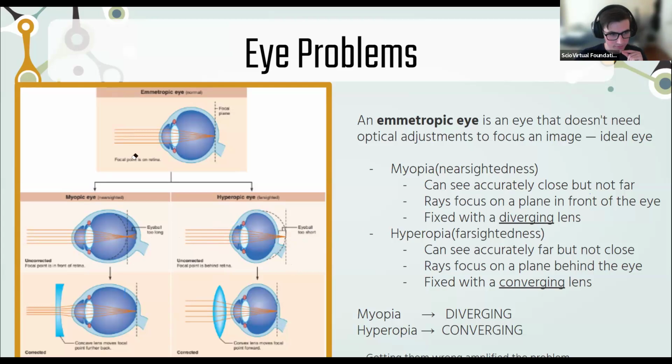So yeah, as a summary, myopia is fixed by a diverging lens, and hyperopia is fixed by a converging lens. That's always the case.